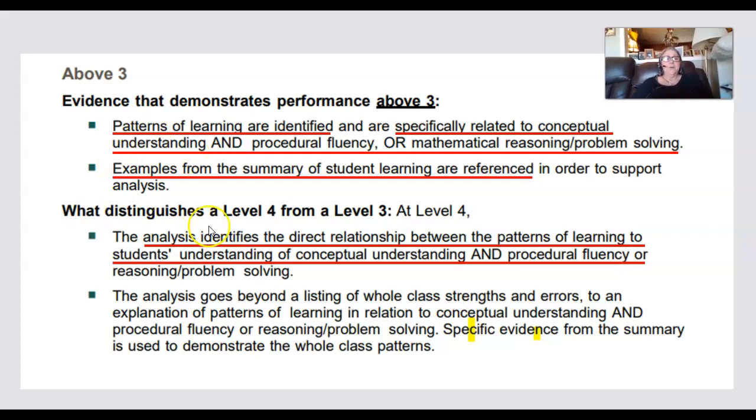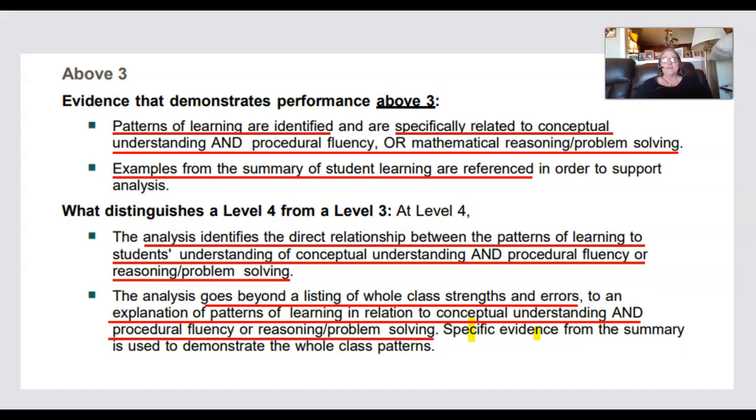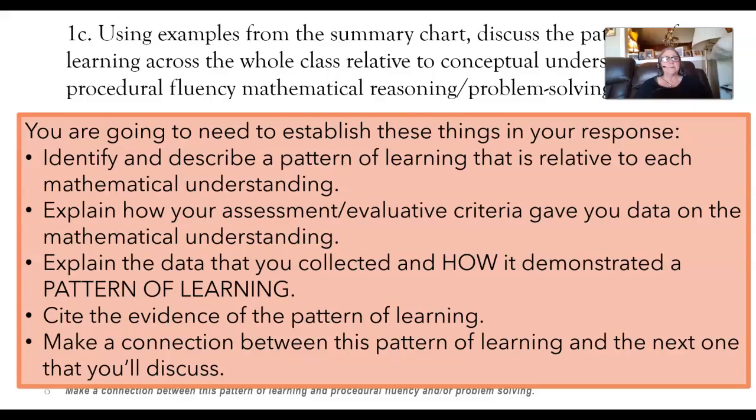Now, how do we distinguish a 4 from a 3? So at a level 4, the analysis identifies a direct relationship between the patterns of learning with those mathematical understandings. And it goes beyond listing strengths and errors. It gives an explanation of the patterns in relation to those mathematical understandings. And there's specific evidence from the summary that's used to demonstrate the whole class patterns. So saying something like, as you can see from my graph, and then you're referring to that evidence.